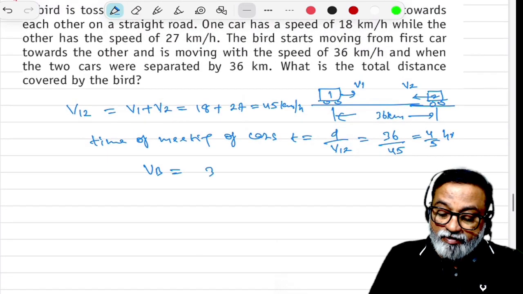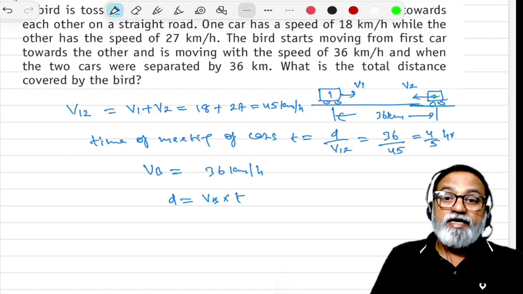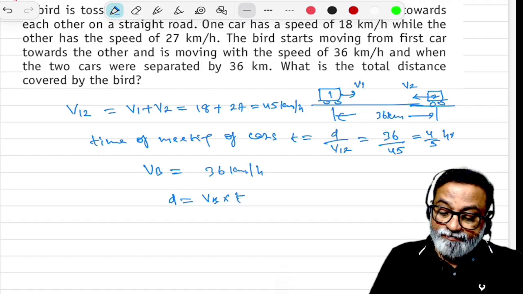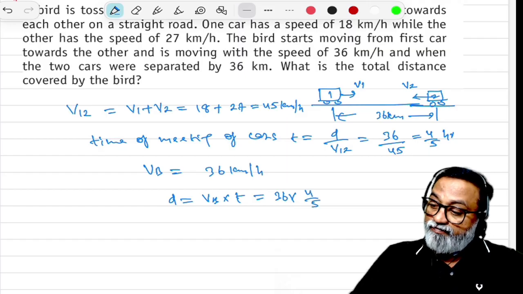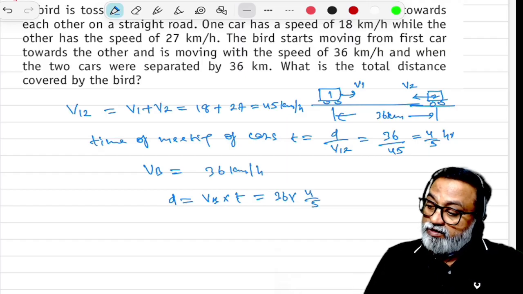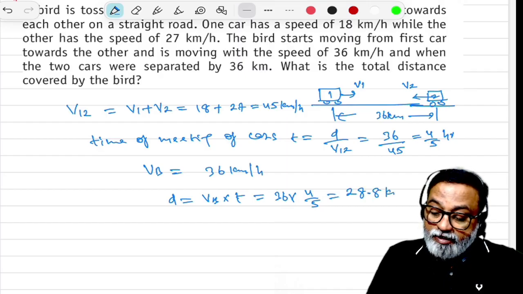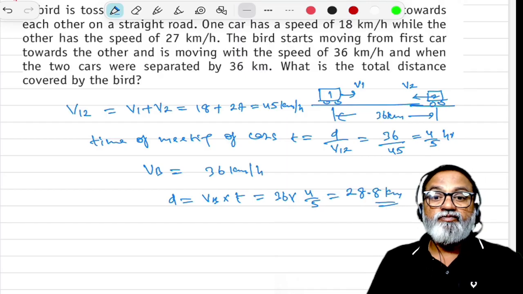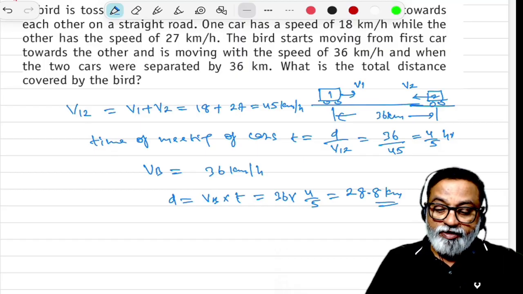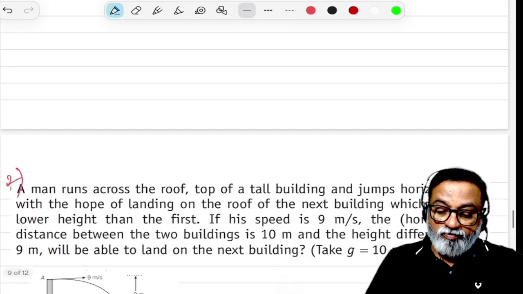36 km per hour. Therefore, in this time, the distance traveled by the bird is the velocity of the bird into the time of meeting of the cars, that is t. This becomes 36 into 4 by 5, which is approximately 28.8 kilometers. Next, problem number 2.